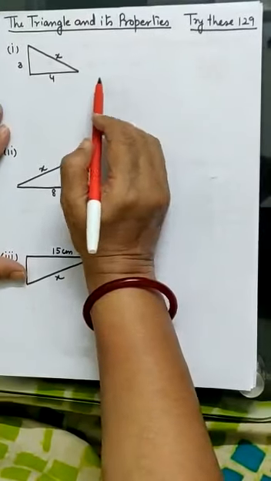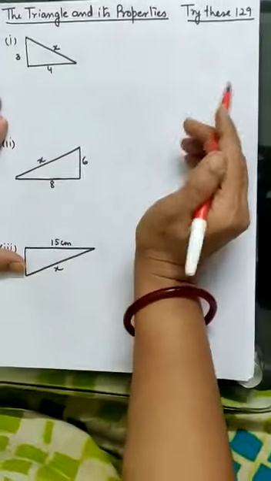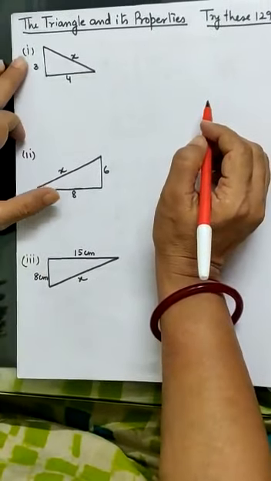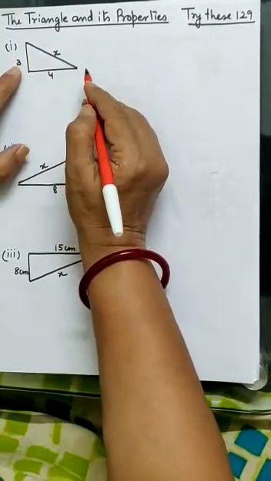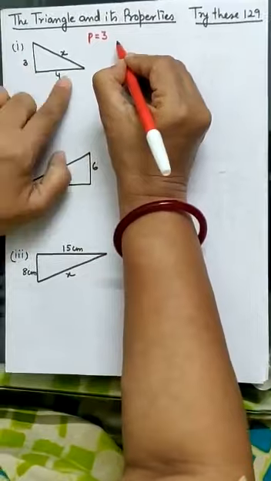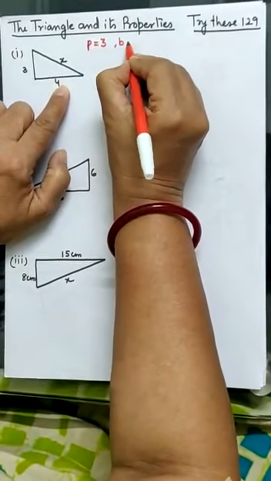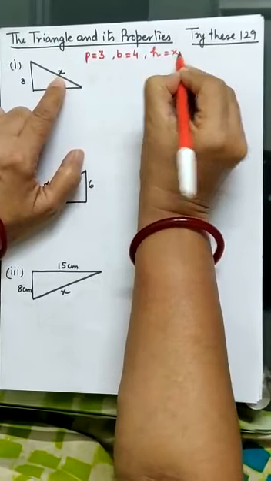Today we shall start with try these on page 129. The topic is triangle and its properties. In the first figure, what is given is a right angled triangle, in which perpendicular, that is P, is given 3, base is given 4, and hypotenuse is given x.